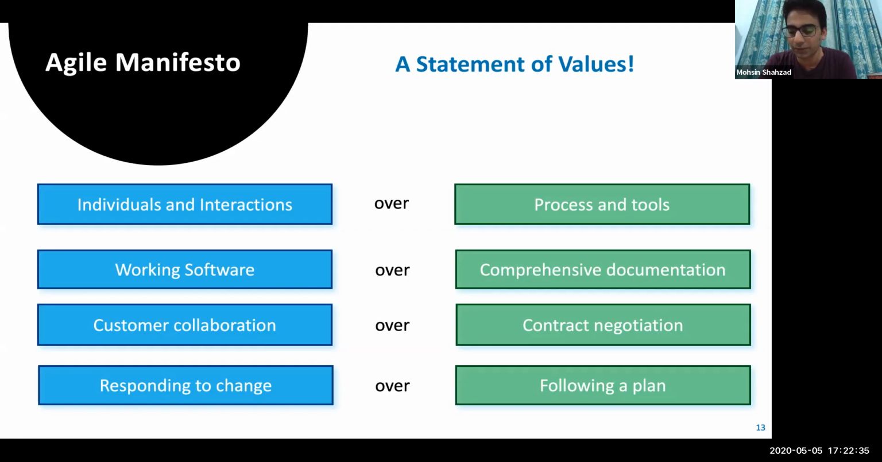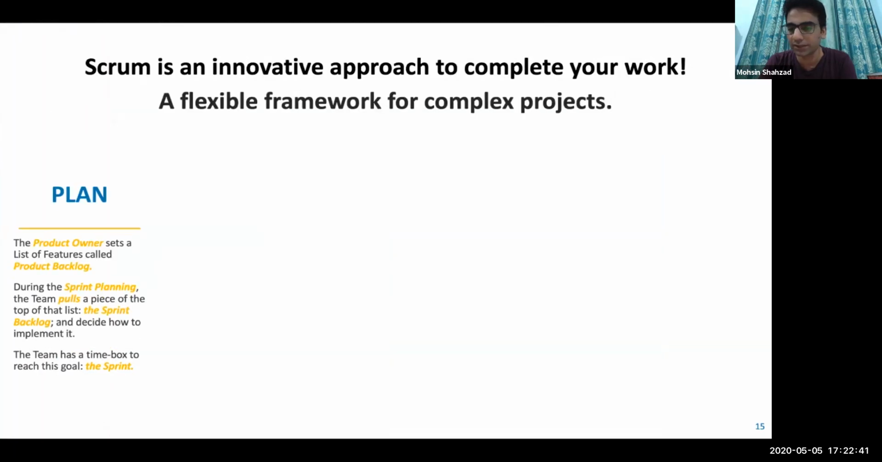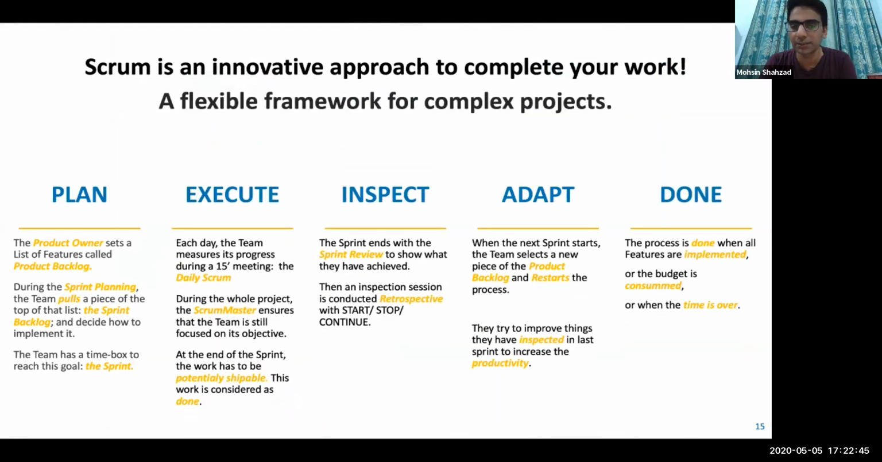So this is the whole manifesto so far. That's Scrum, and that's the framework's overview. I'm not going into detail. This is plan, execute, inspect, and adapt, and done. That's it. This is the main thing. The framework is pretty simple, but it's hard to implement because it needs cultural changes. It's a transformation related to the culture part.